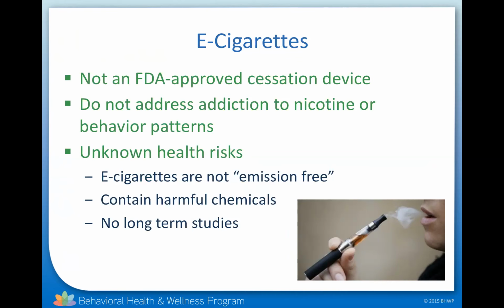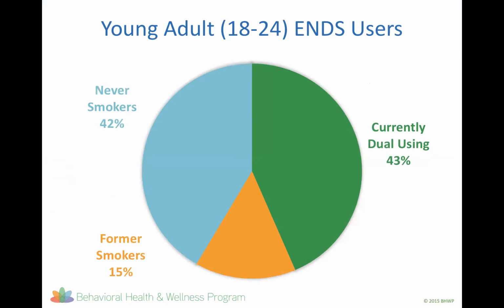So that's a little information about them. To look specifically at young users, you can see that that right slice of the pie are people in the 18 to 24 category who are currently using both e-cigarettes and cigarettes, and that is a big part of why we're so concerned about them as well. This sort of dual usage is a real long-term concern.